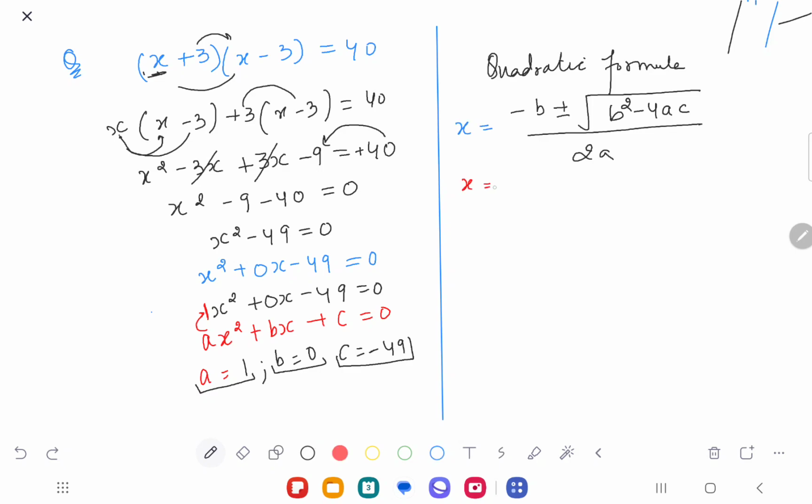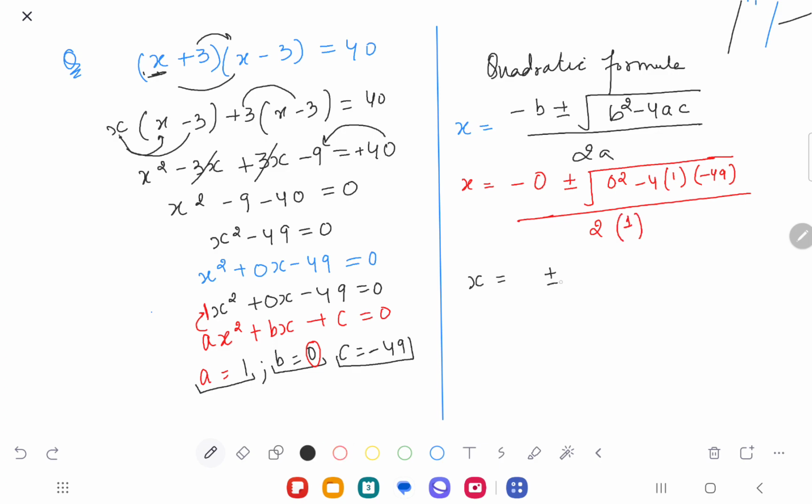So x here shall be minus b, and in the formula b is 0 for me. So I'll put that b 0 plus minus under root of b square. What shall be b square? B is again 0 for me, so 0 square, minus 4a. A is going to be 1 and c is going to be minus 49, over 2a. So x is going to be plus minus under root of minus times minus becomes plus 4 times 49, which would be 196, over 2.